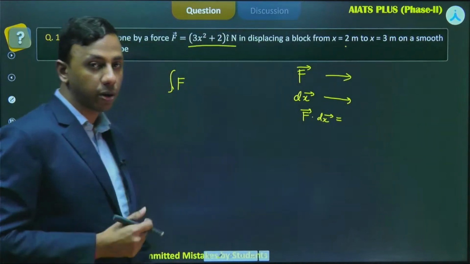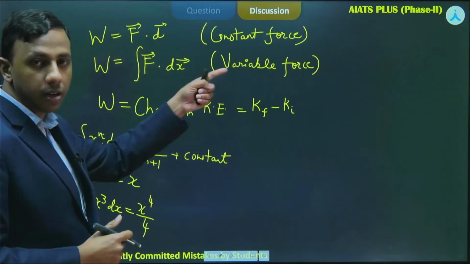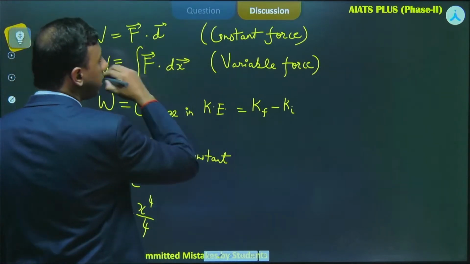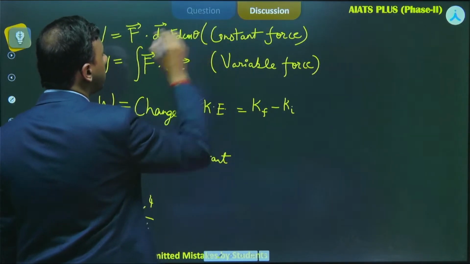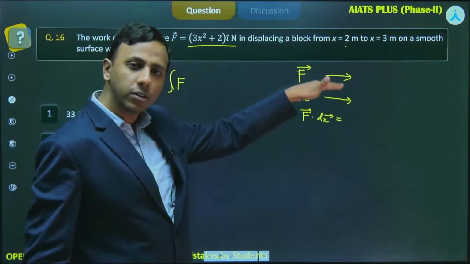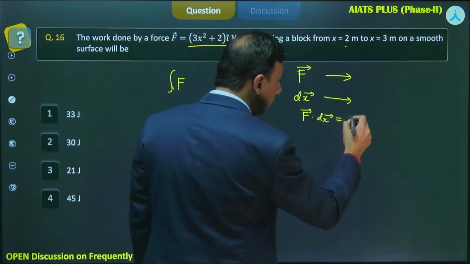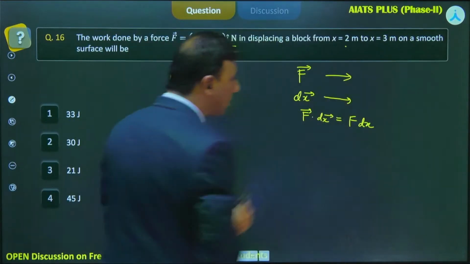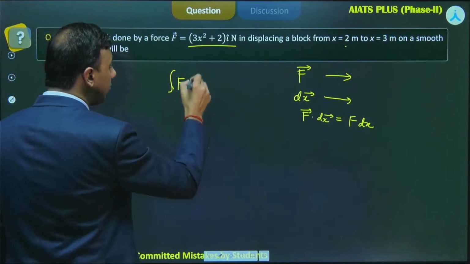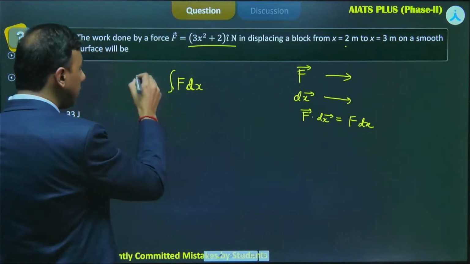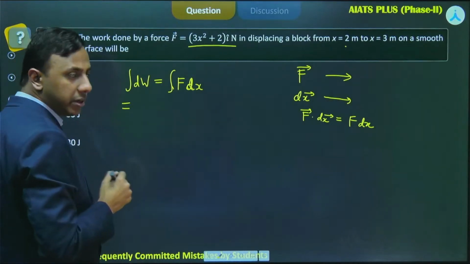If you remember the dot product, we had written last time that this becomes F d cos theta. Here they are both along the same direction, so cos 0 degrees is 1. So F dot dx becomes F dx only. So let's do the integration of F into dx, which gives us the work done. The integration of small work done, so you have to do the integration only.